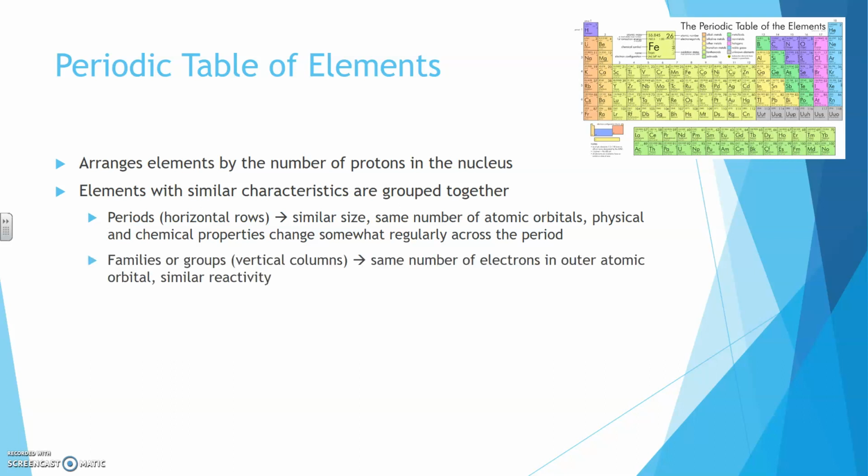Then you also have families or groups. These are your vertical columns. They have the same number of electrons in the outer atomic orbital. And that is actually incredibly important, as you'll find out through the rest of this class, as that determines the element's reactivity. Elements that are in the same family or group generally will react in a very similar manner. Obviously, not exactly identical. Generally, the reactivity will either increase or decrease as you go down the family, but that really depends on which family you're looking at.